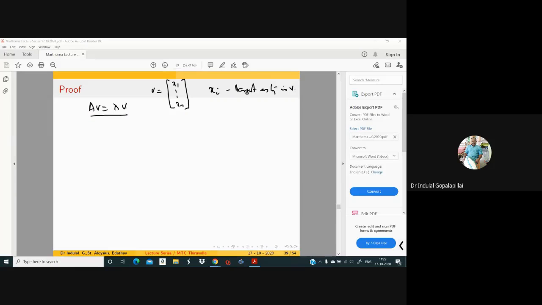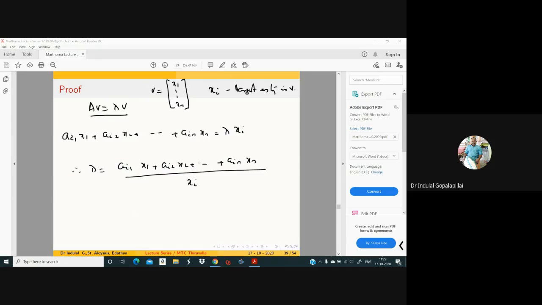AV is equal to lambda V. We expand it along the ith row. So what we get is the ith row: Ai1 x1 plus Ai2 x2 plus etc. plus Ain xn equal to lambda xi. Therefore, lambda is equal to Ai1 x1 plus Ai2 x2 plus etc. plus Ain xn divided by xi.